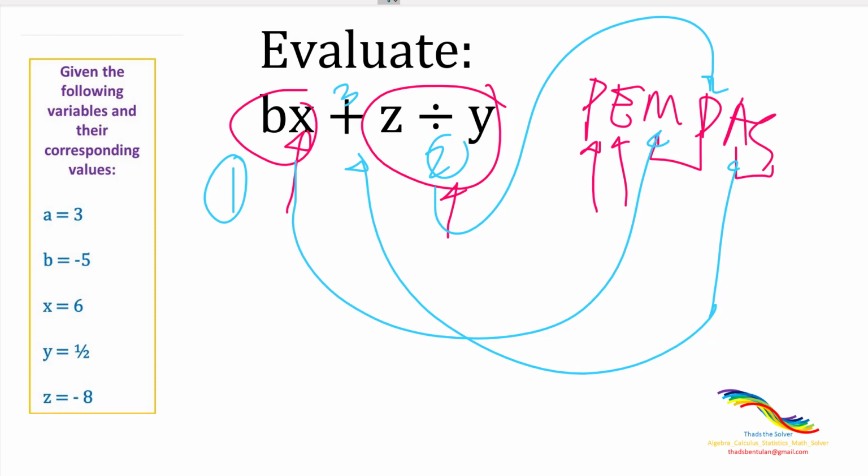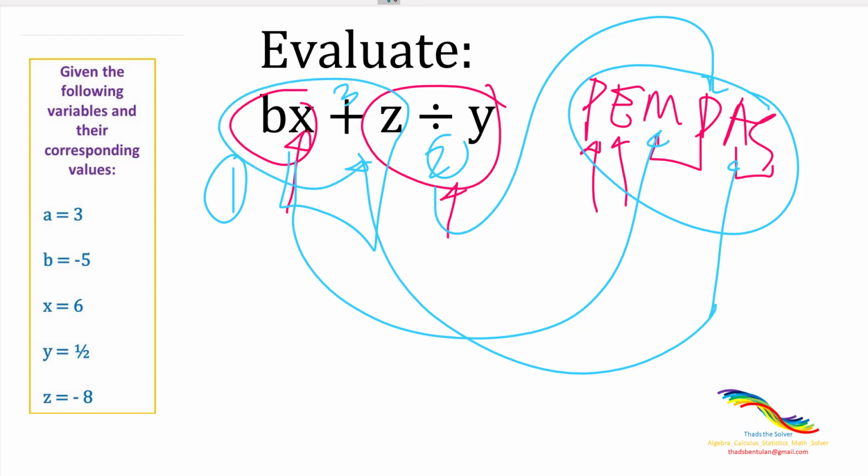So it's very important to memorize this code, our mnemonic, our tip, so that you will not be confused whether you should do the plus z first, bx plus z, all divided by y. You'll be confused if you don't use the PEMDAS. Let's proceed.